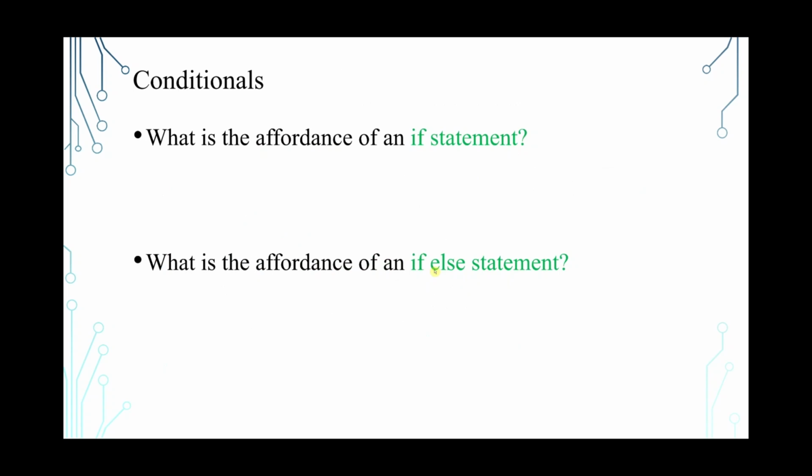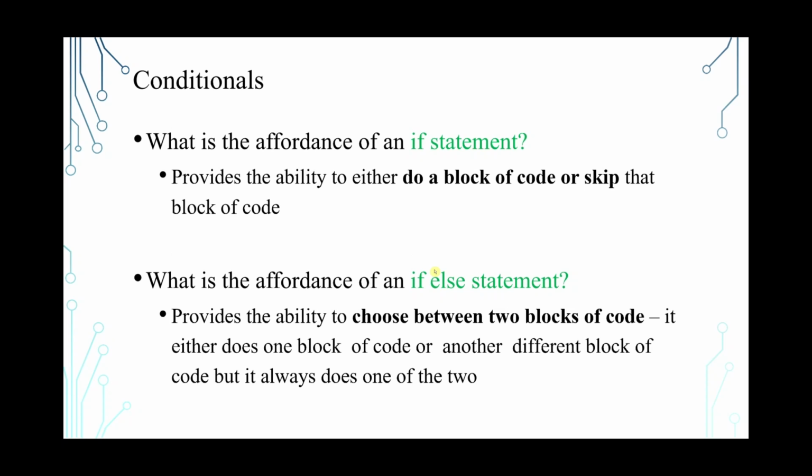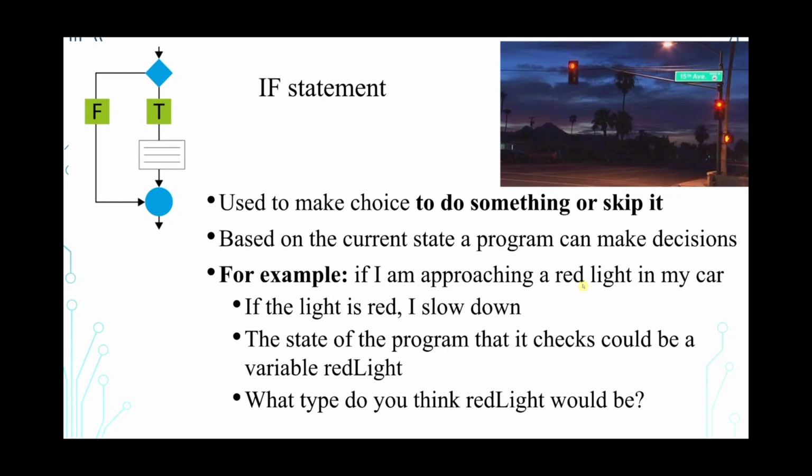Okay, here's conditionals. What is the affordance of an if statement? What is the affordance of an if else statement? Now, the if statement provides the ability to either do a block of code or skip it. The affordance of an if-else statement is to choose between two blocks of code. So definitely you're doing one, but which one? With an if-else statement, you're doing one block of code, but which one? So, the if statement is used to make a choice to do something or to skip it, based on the current state of the program. The program can make a decision.